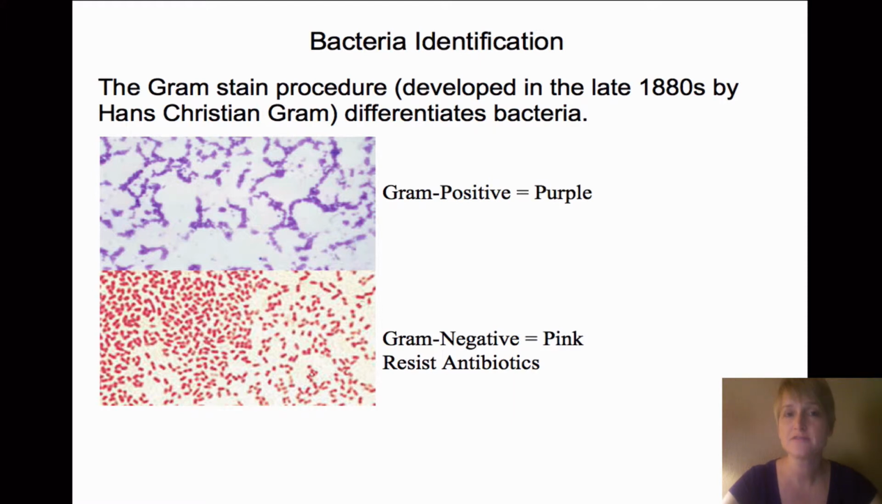All right, we have a couple of different ways to identify bacteria. The Gram stain procedure was developed by Hans Christian Gram in the late 1880s, and this shows us the differences in bacteria. So a lot of times when we're trying to identify a bacteria, we will do this Gram stain procedure. Gram positive would be purple, and Gram negative would be pink. And if it's Gram negative, we know we have a problem, because that type of bacteria resists antibiotics. It's not as easily killed by antibiotics.